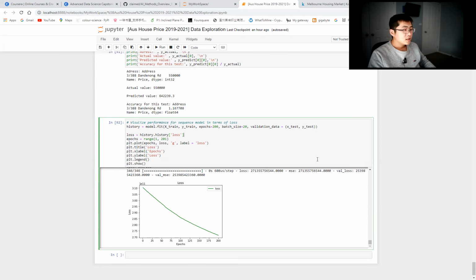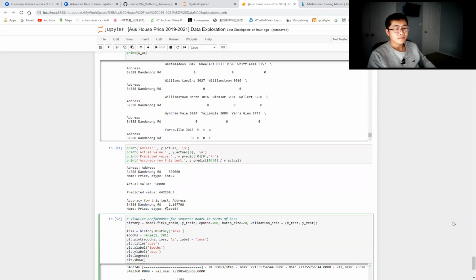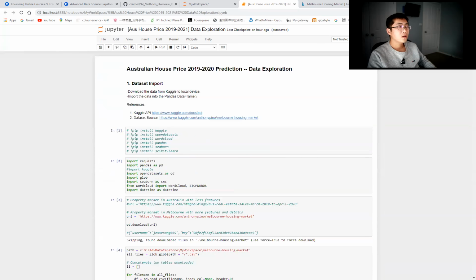And last, we have plotted the modeling process, plotted the loss against the epochs. As we see, we bring down the losses from 3.1 to about 2.7 in this case. Here we go. Thanks for your attention.